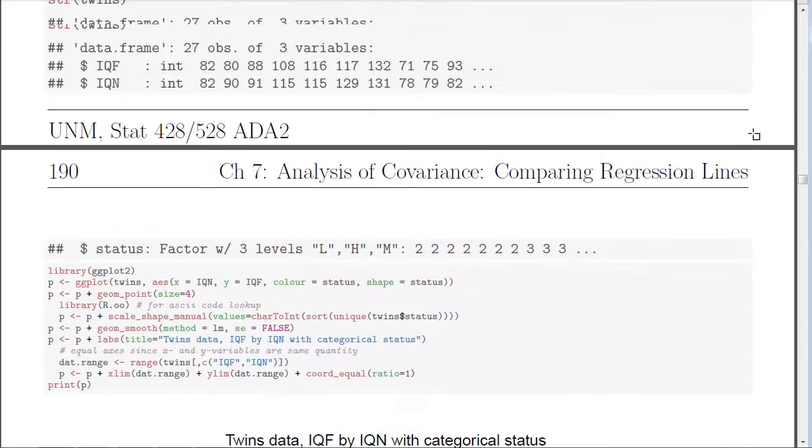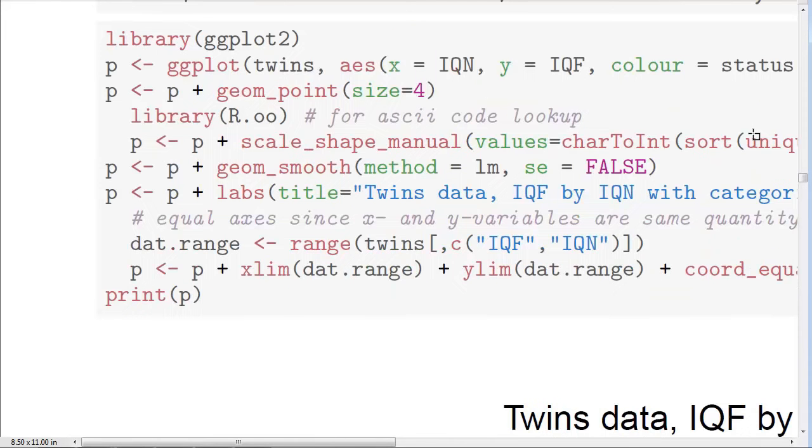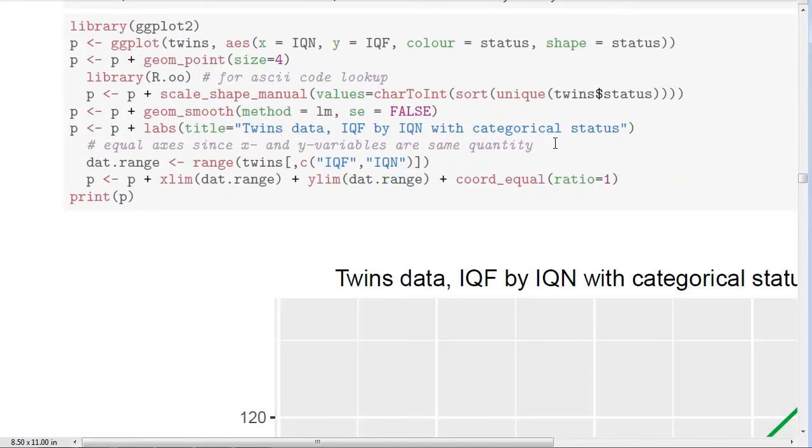So let me scroll up for a moment, and I'm going to zoom in on this code. I've actually done several things in here. The point that I'm talking about right now is coordinate axes are equal, and you can set the ratio between the x and y axes. And so ratio equals 1 is giving me that nice square set of axes.